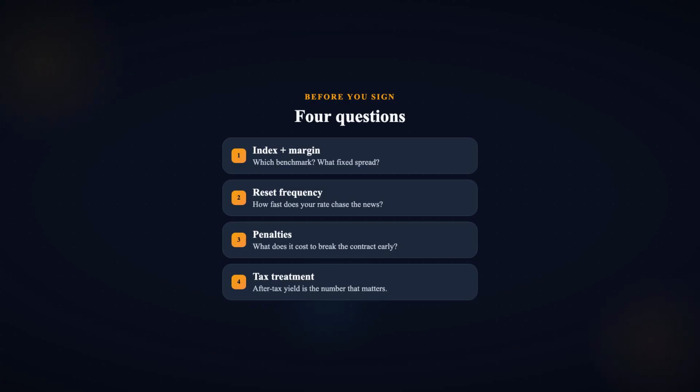Question 2. How often does the rate reset? Daily? Monthly? Quarterly? The reset frequency decides how fast your realized return chases macro news. A lag can help only the bank.